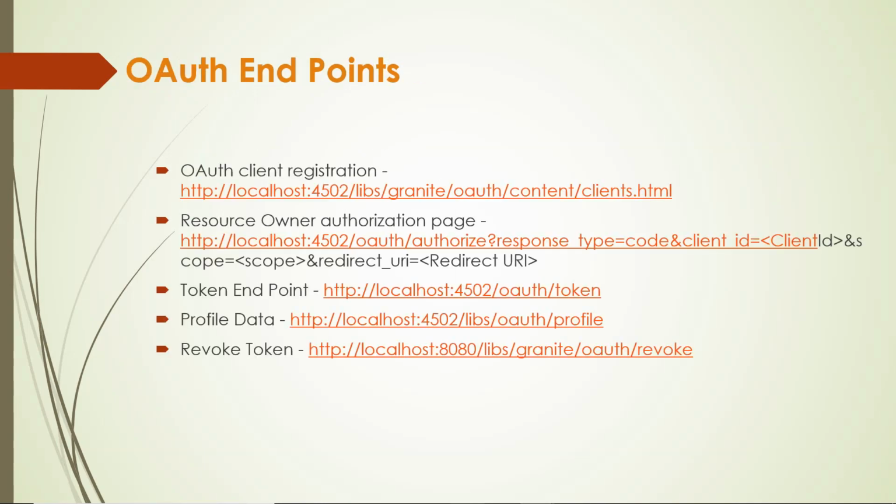Okay, so the next thing is some important endpoints in AEM. The first one is the OAuth client registration. This is the URL that can be used for registering a client. The next one is the authorization endpoint. We were discussing in the grant type slides that for the first two scenarios, we need to get authorization from the resource owner. So this is the URL you can utilize, or redirect the user to, to authorize the request.